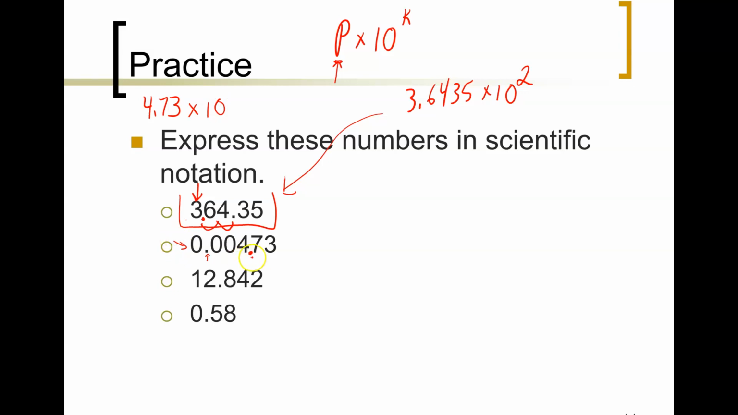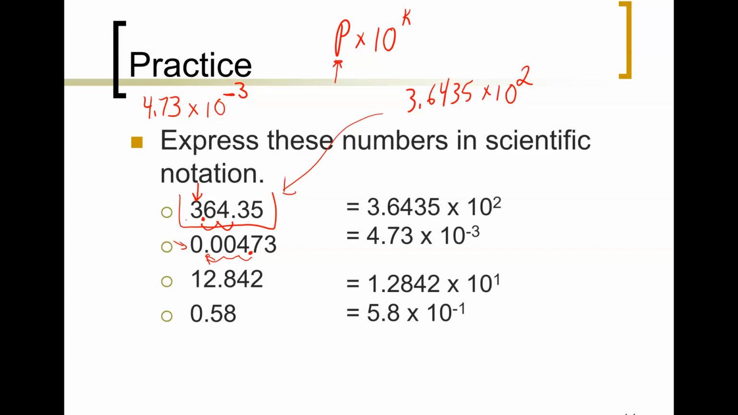So it actually needs to come back 1, 2, 3. So 3 places to the left. Left means I better throw a negative in front, because I'm making the number smaller than 4.73. So we want to use the negative exponent. All right. And then there are the answers for the other 2 with very similar explanations.